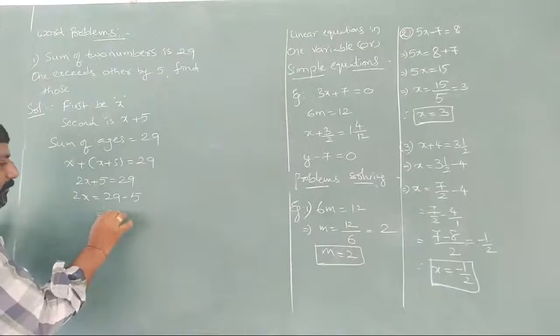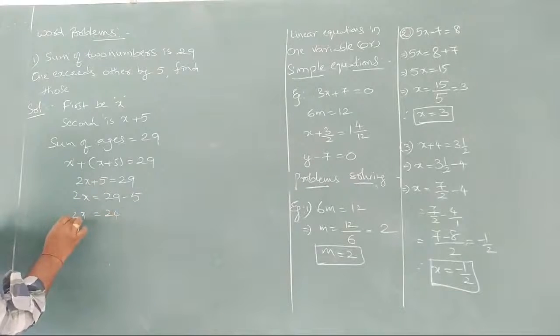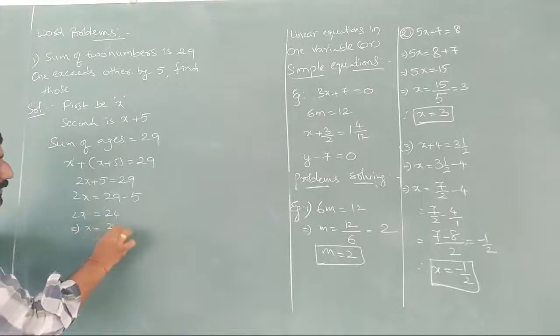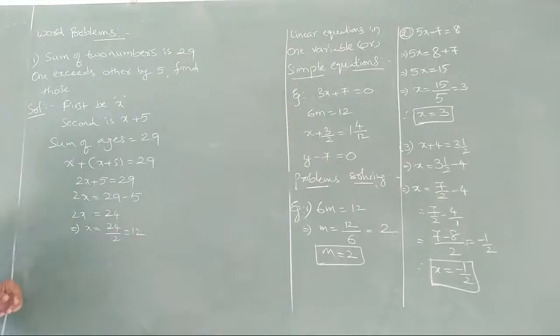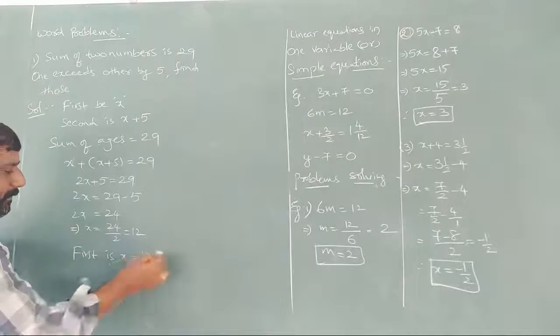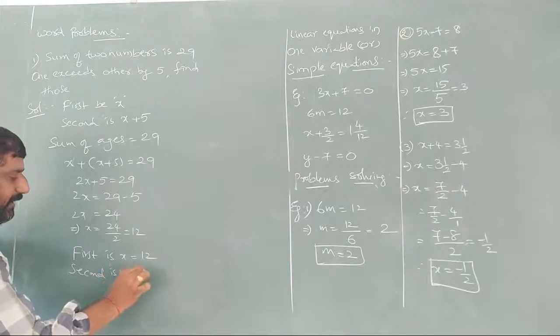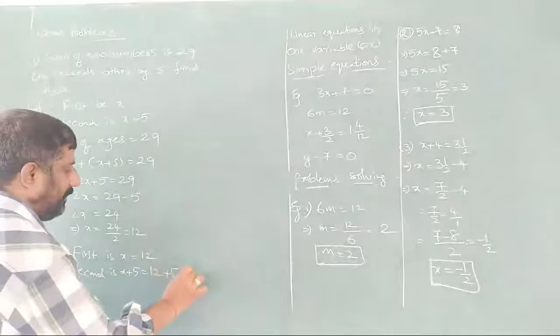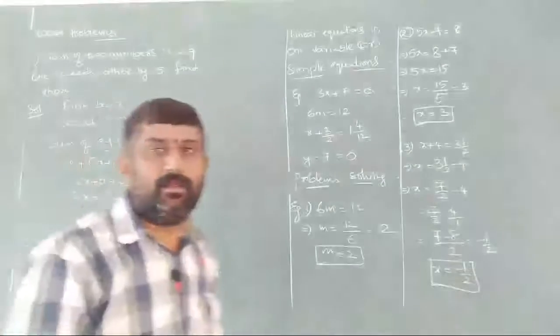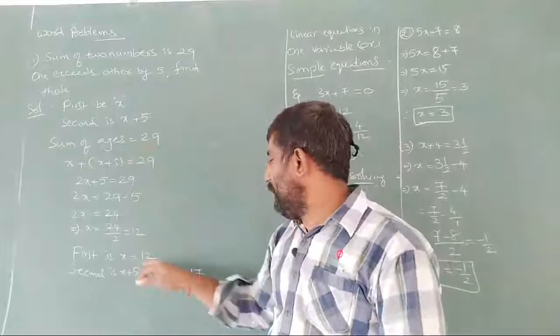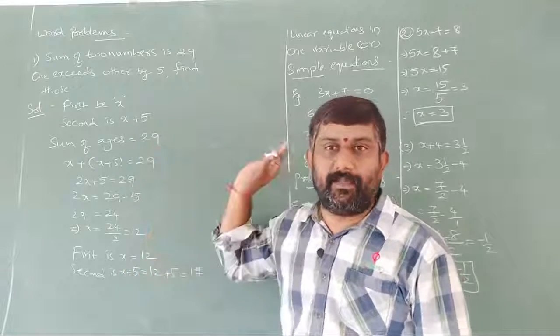So it becomes 24, 2x is 24. Again send this 2 to that side, that means transposing. x is 24 by 2, nothing but 12. So the x value we got is 12 here. So first is 12. Second, what do we have? x plus 5. So 12 plus 5, nothing but 17. Now you observe whether the sum of these two is 29 or not. 12 plus 17 is 29.